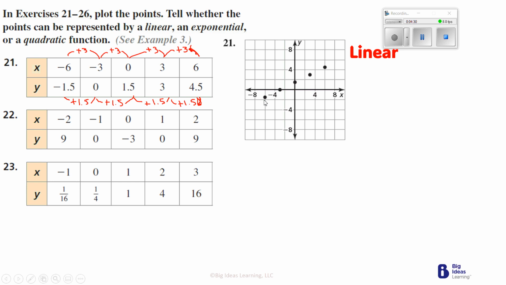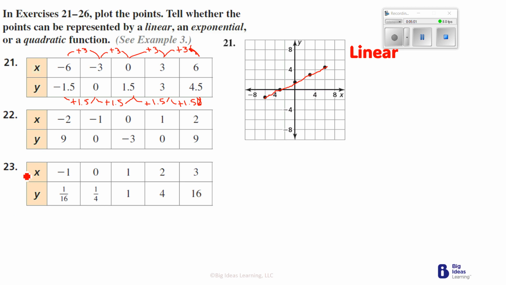You could also plot these. You take -6 and plot -1.5. You take -3 and plot 0. Then 0 and 1.5, that'll be here. Then 3 and 3, and then 6 and 4.5. And you can see we have a straight line going through these points. That is definitely linear. All right, you have 22 to do.